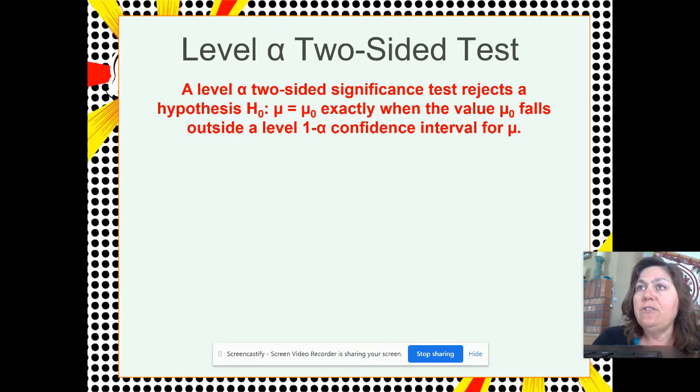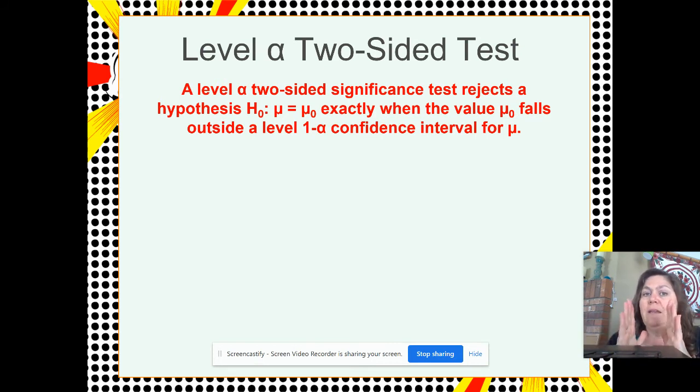A level alpha two-sided significance test rejects the null hypothesis H0 that the mean equals a certain value exactly when that value falls outside of the level 1 minus alpha confidence interval for the mean. What does all that mean? If we're doing a two-sided test, what I'm going to show you only works for two-sided, because that's the same as a confidence interval. A confidence interval is two-sided, right? You've got data in the tail each way.